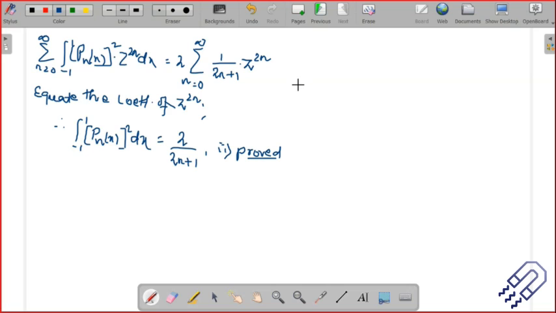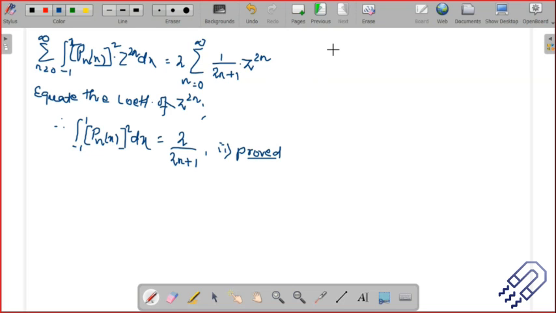For proving the second relation, you cannot really use the equation of the polynomial, because the polynomial there has a term 1 minus x square. So if I integrate and put the result, I'm going to get it to be 0. So that means for relation 1 I'm going to use the polynomial, for relation 2 I'm going to use the generating function. That's it. So we will stop here for this.